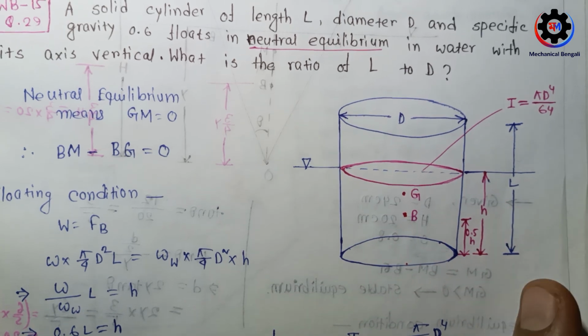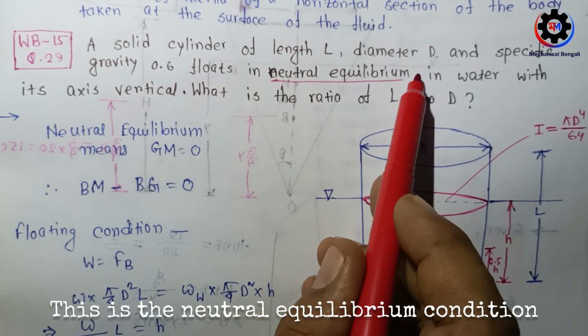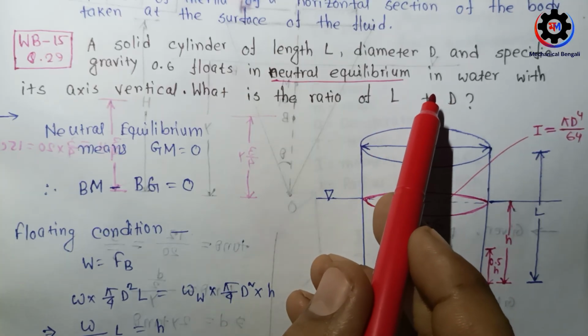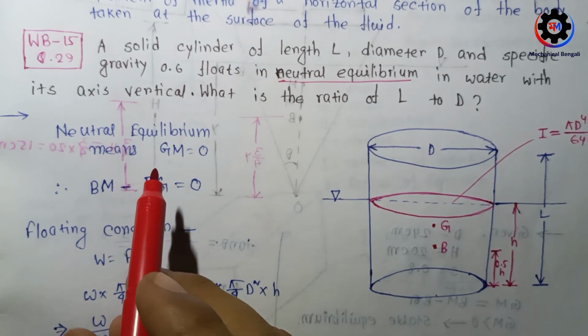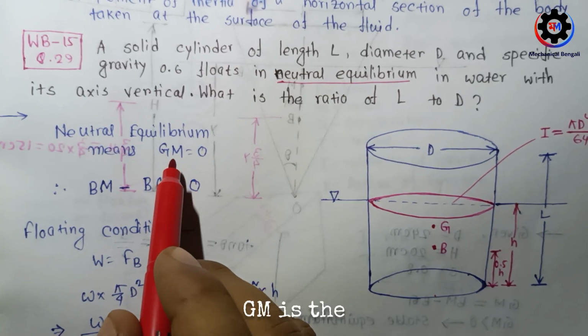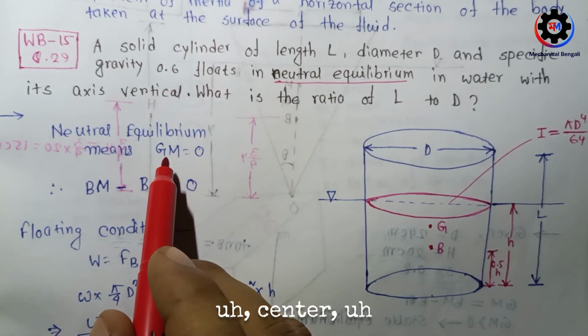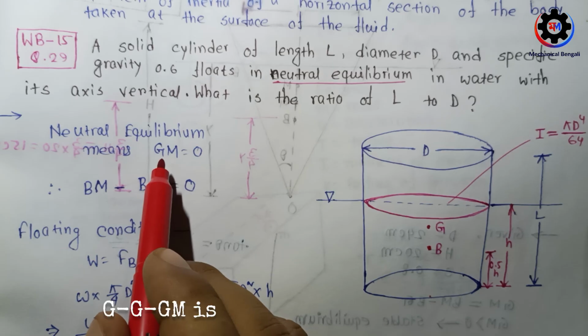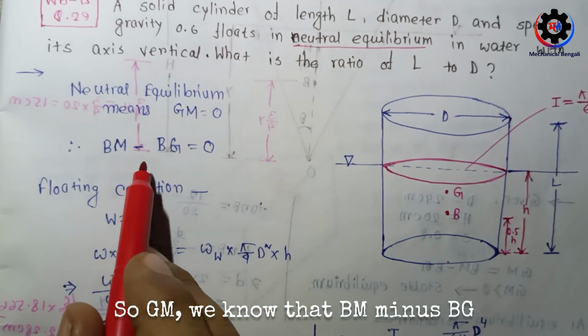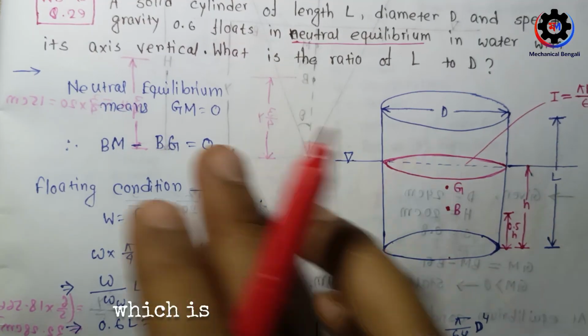Okay, so in the question, what is given? This is the neutral equilibrium condition, and you have to find out the value of L to D. So neutral equilibrium means GM is equal to 0. What is GM? GM is the metacentric height. So GM is equal to 0. We know that GM equals BM minus BG, which is equal to 0.